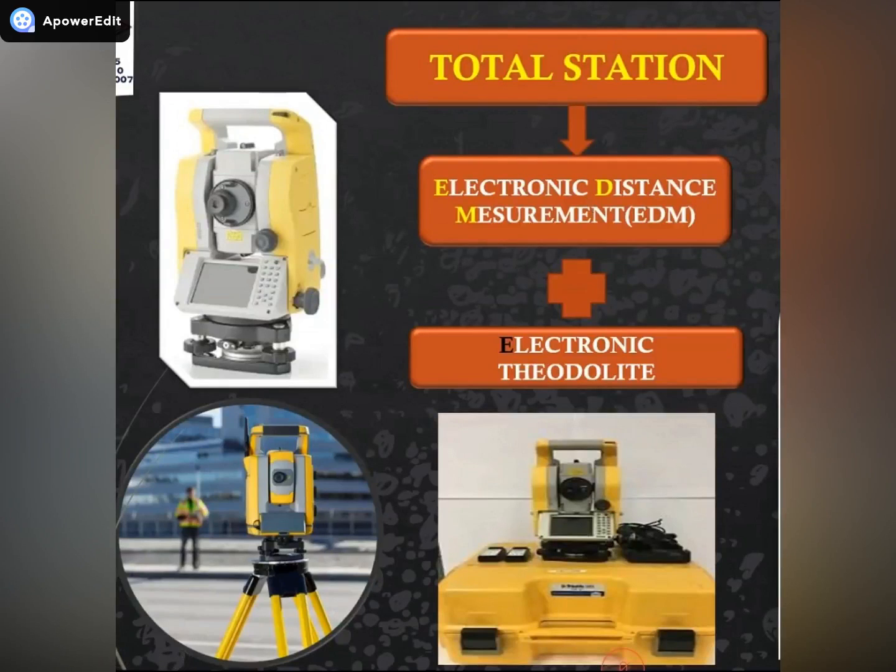A very important instrument in the survey field is the total station. A total station is a combination of two instruments: one is EDM and the other is an electronic theodolite. What is EDM? EDM is electronic distance measurement.